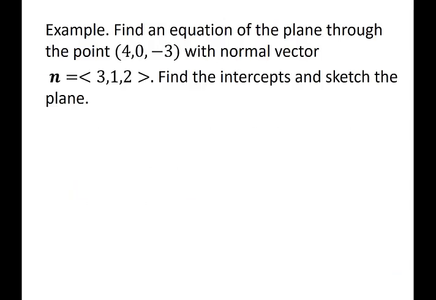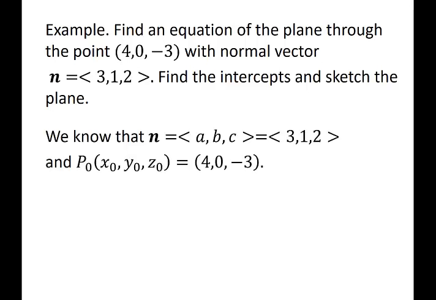Suppose we want to find an equation of the plane through the point (4, 0, -3) with normal vector <3, 1, 2>. Let's then find the intercepts and sketch the plane. All right, so we know that our normal vector is <3, 1, 2> and that we have a point in the plane given by (4, 0, -3).